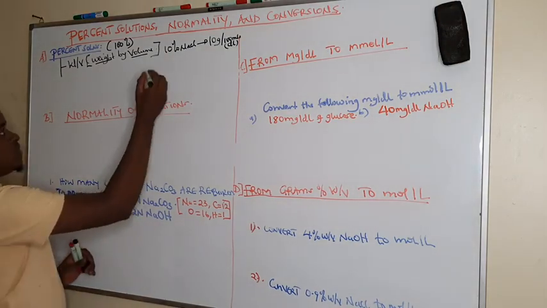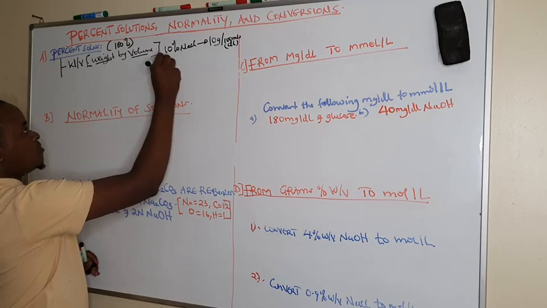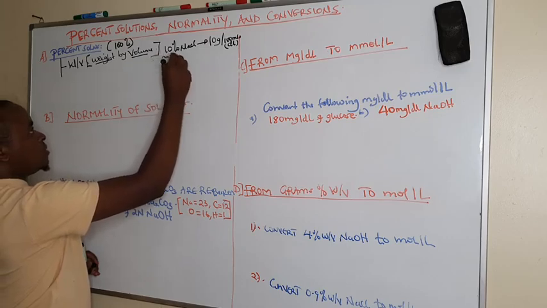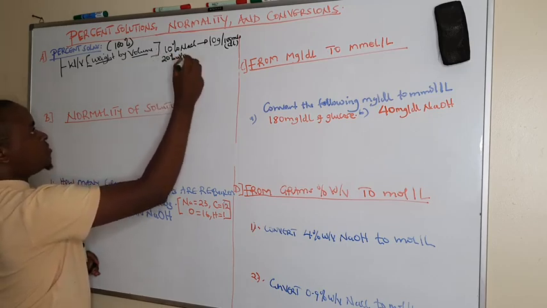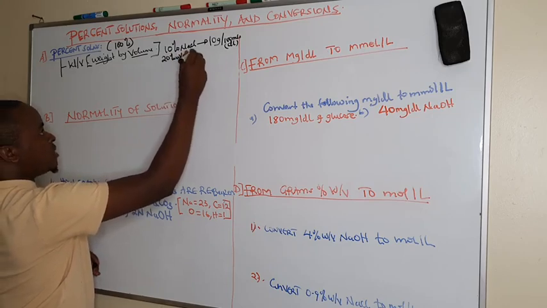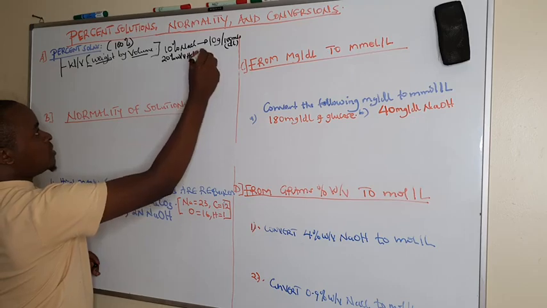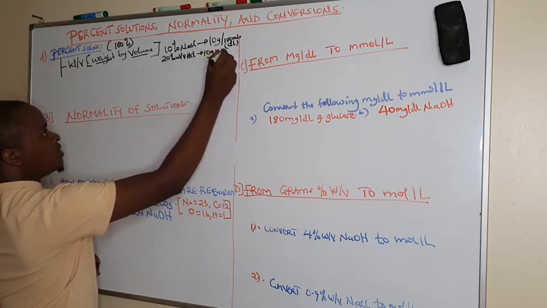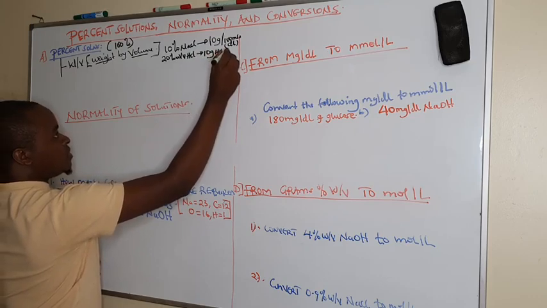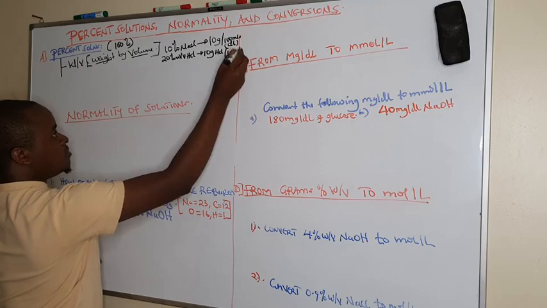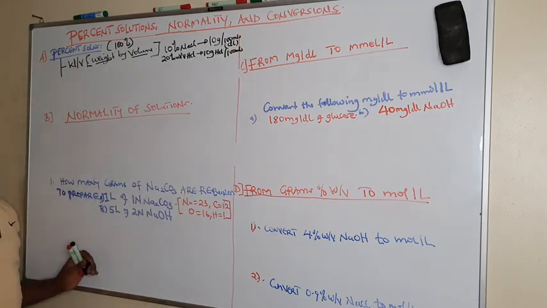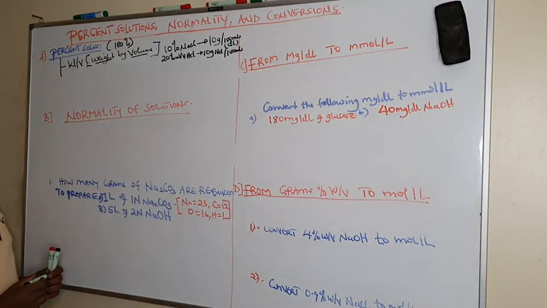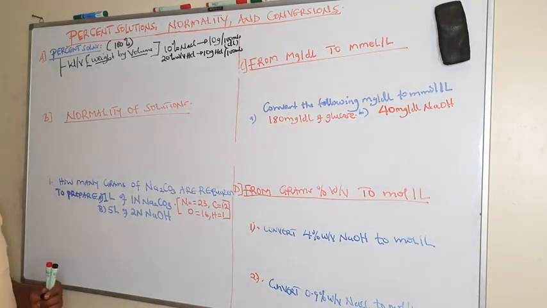If someone says 20% weight by volume, maybe hydrochloric acid, this one means 20 grams of hydrochloric acid dissolved in 100 mils of the solvent or the distilled water. So that is weight by volume.